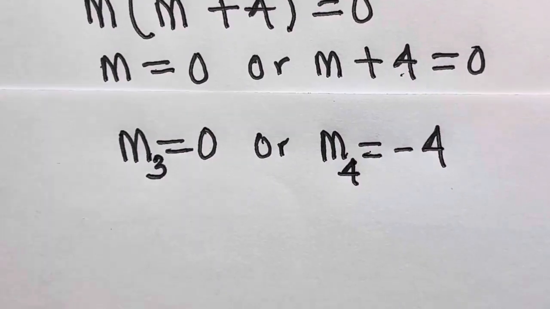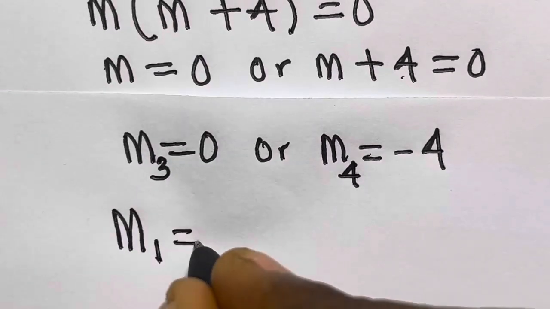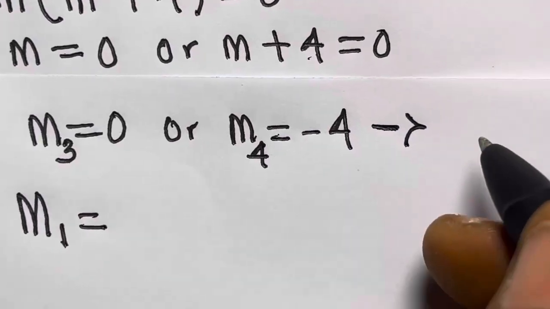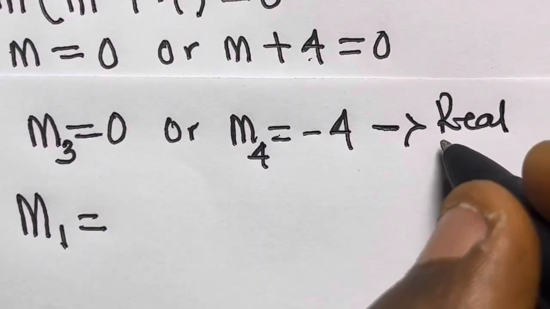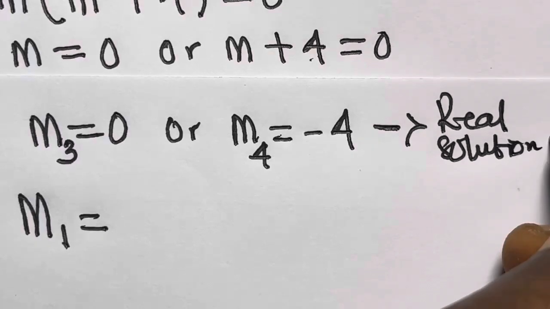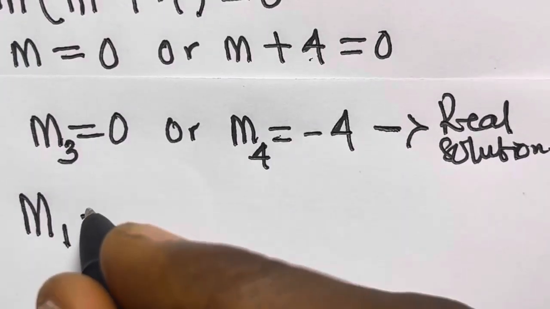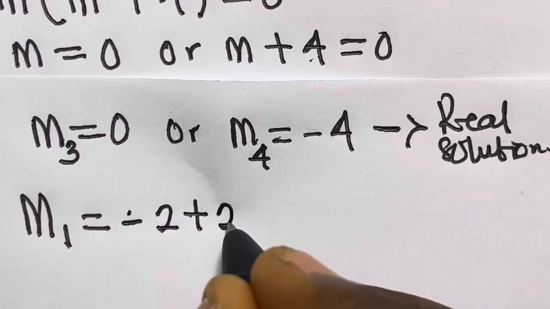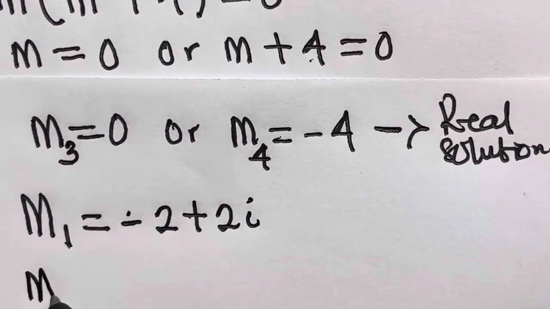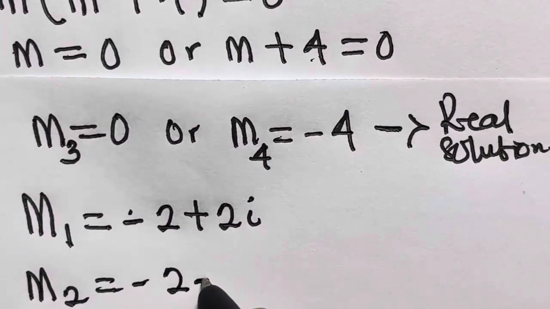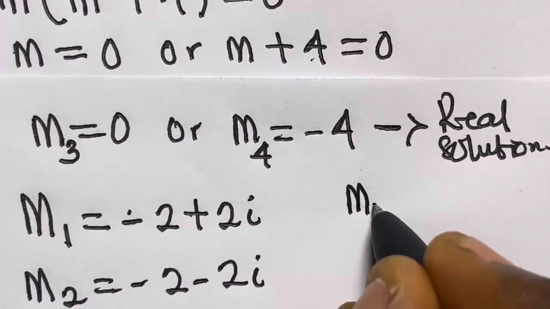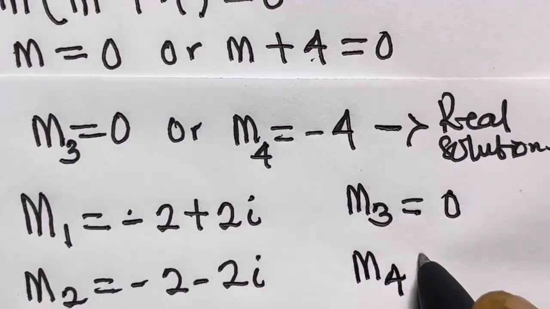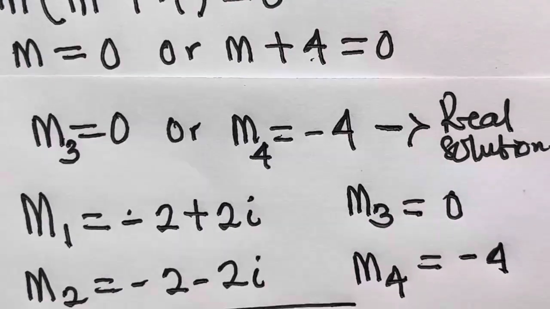But don't forget that these two will become what? Real solutions. The earlier ones we got are complex solutions. You can say m1 is minus 2 plus 2i, then m2 equals minus 2 minus 2i, and m3, which is our real solution, equals 0, and m4 equals minus 4. So this is our answer.